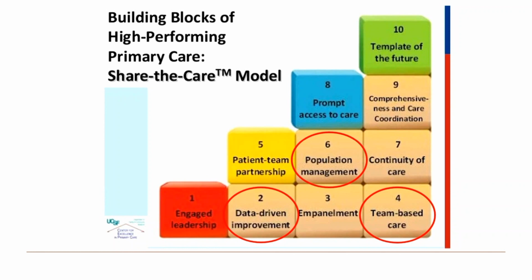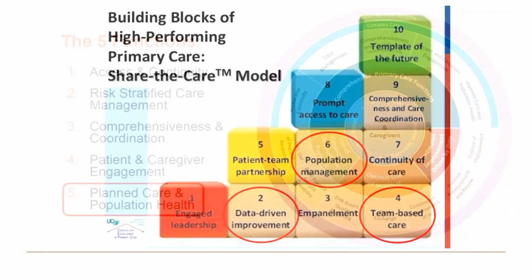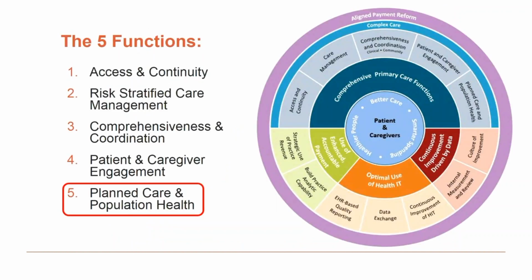And then in CPC Plus, for those who applied, this is baked into the five core functions and domains in CPC Plus, which is planned care and population health. That then gives you the tools and the structure to take on better patient and caregiver engagement, because your chronic disease care is much more orderly and planned, and it also gives you the time and space to take on much better comprehensive and coordinated care. So it all builds up.